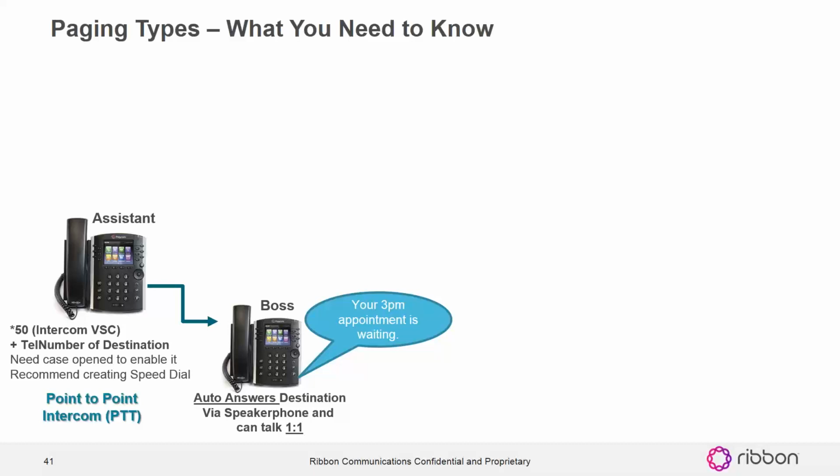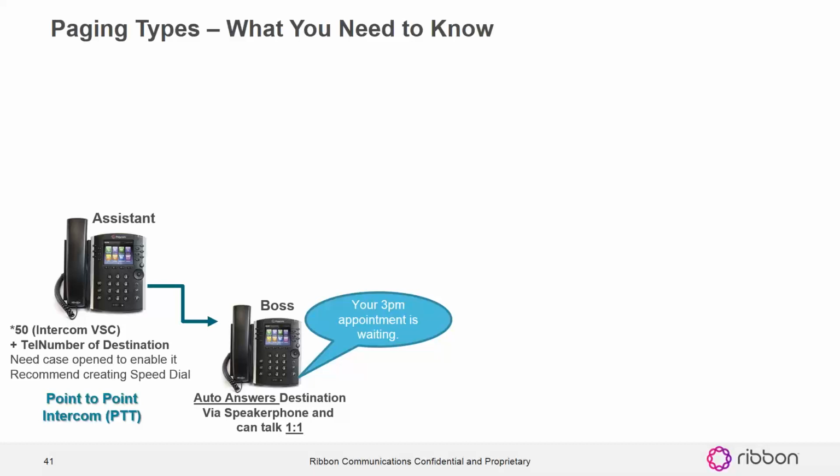If you want to use this feature, you do need to open up a case and have our onboarding team enable that for you. I recommend having a speed dial, because you have to put in their telephone number or their alias after it to be able to do that. The big use case here is boss and assistant, where the assistant says, boss, your 3 p.m. appointment is here. Like in old sitcoms where they push a button and say that. It opens up a channel on the speakerphone and auto answers at the destination, but it's one-to-one.